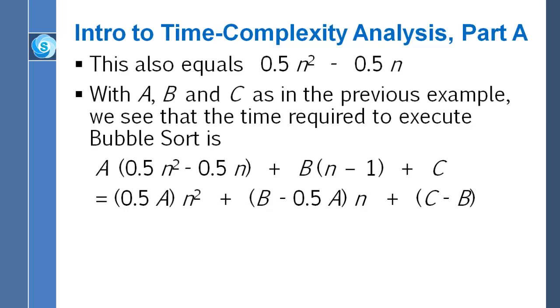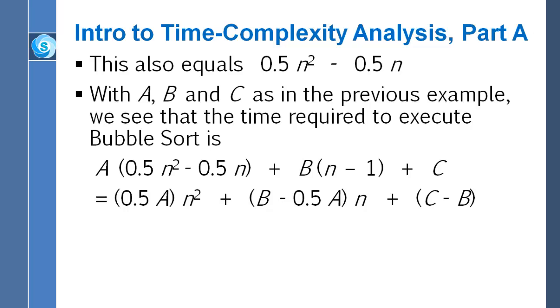All right? So let's let capital A then be the amount of time it takes to compare two consecutive numbers in the array and then swap them. Okay? Since we're doing that 1/2 n squared minus 1/2 n times, the total amount of time spent inside the inner loop is basically, or at least is not any worse than, capital A times 1/2 n squared minus 1/2 n. All right?